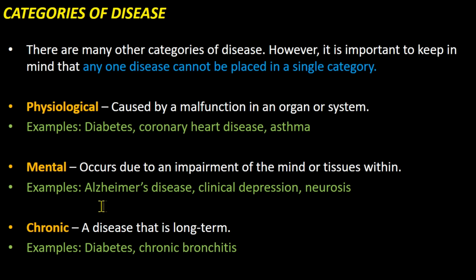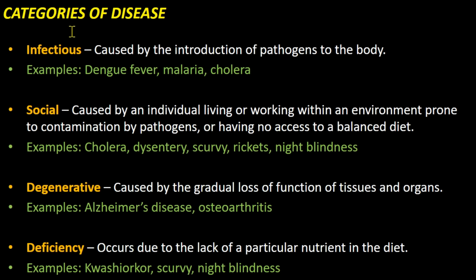These include Alzheimer's disease, clinical depression, and neurosis. Other examples of chronic diseases would be chronic bronchitis and asthma. Infectious diseases are all communicable, and this could be caused by the introduction of pathogens to the body. This would be viruses, bacteria, protozoans, or fungi.